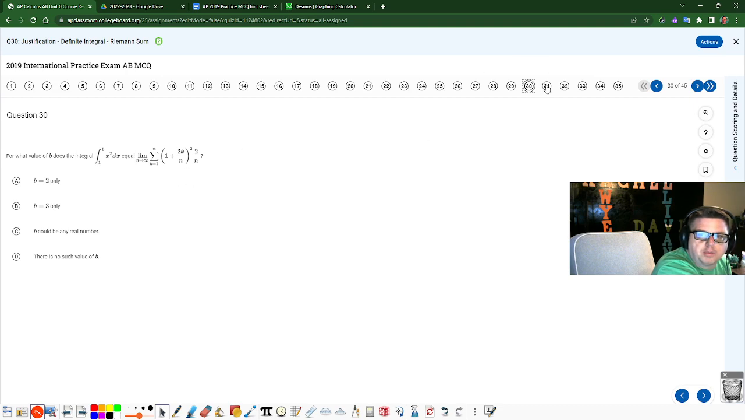Ooh, summation problem. I'm curious, for what value b does the integral 1 to b x squared equal the summation? I feel like this is a BC question. I don't know what they're, unless they're looking at integration of the summation of how we looked at those. But wow, yeah.